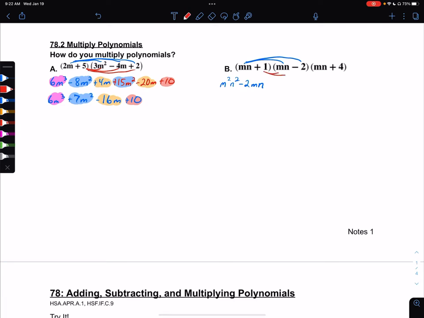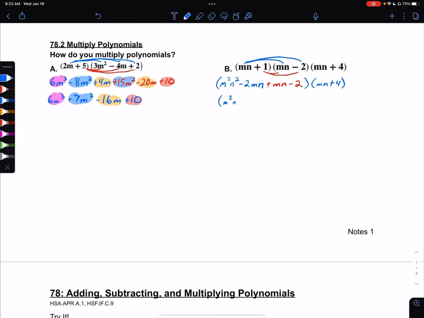I would then distribute the 1. So I would have a positive mn. I can write 1mn if I want, but I don't really need to. And then 1 times negative 2 is negative 2. All right, we do want to put this in parentheses, and you do want to remember to carry the third binomial down the entire time. We don't want to forget about that. Before I distribute again, I would look to combine like terms and simplify this if possible.